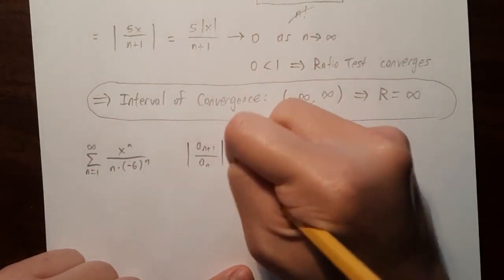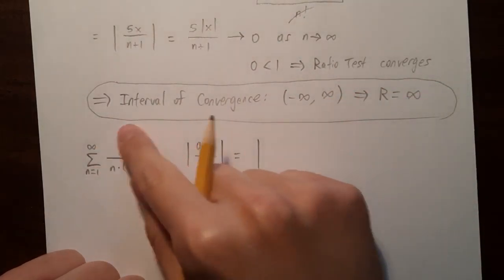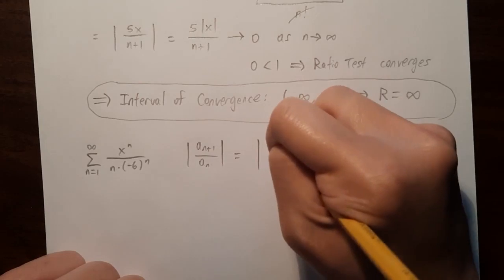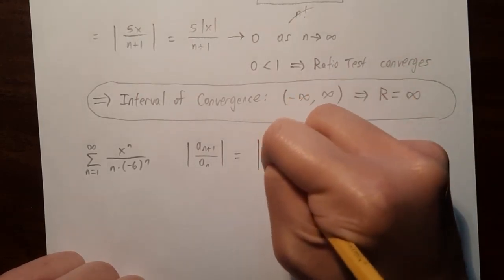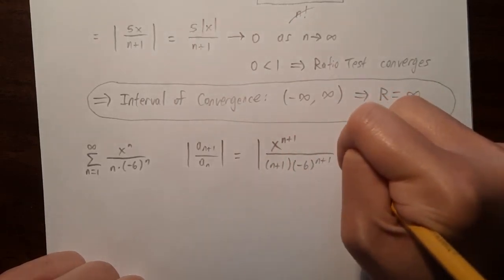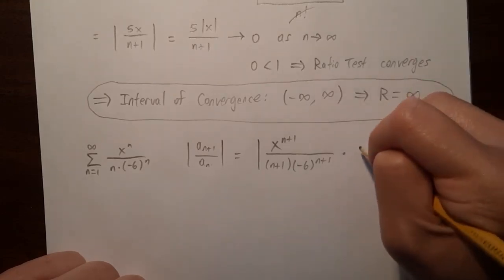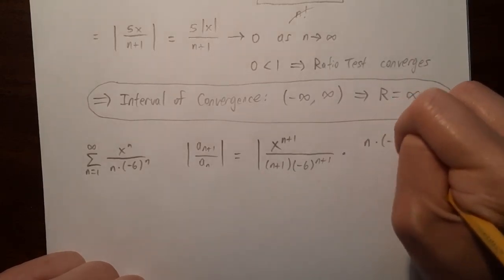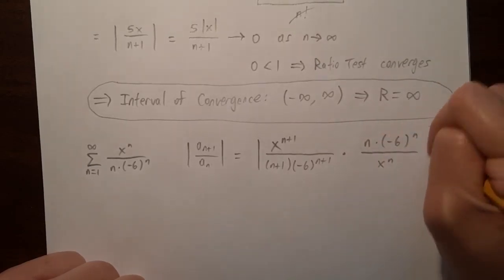in absolute value. So in this case, step 1, copy this formula, except replace every copy of n with n plus 1. So I think we get that. And then multiply by the reciprocal of the original. That's the same as dividing by the original. So n times negative 6 to the power n divided by x to the n.